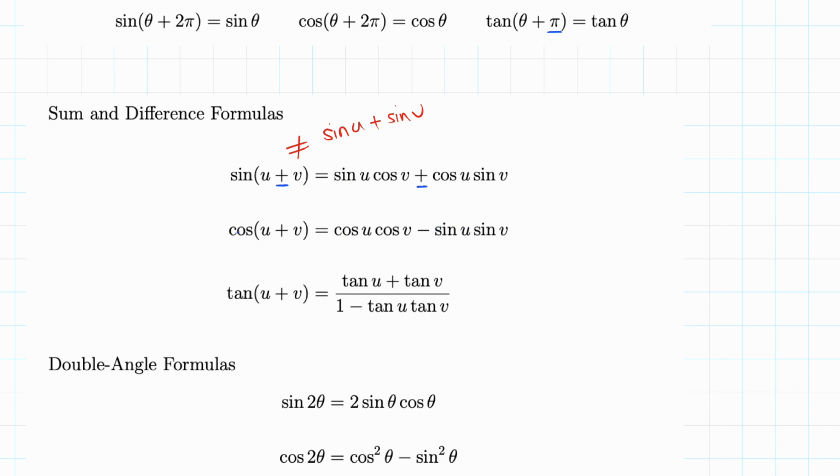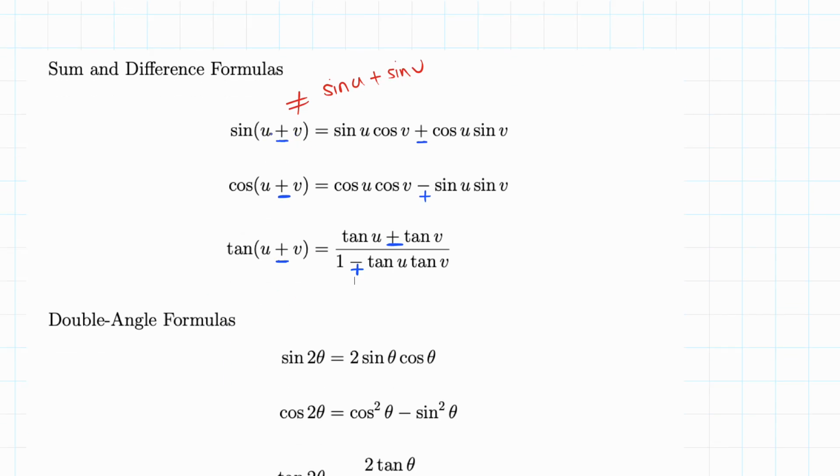In the same way, we cannot distribute cosine. Cosine of u plus v is cosine u cosine v minus sine u sine v. Look at it, for plus, it's going to be minus. But if we have minus here, it's going to be plus. And rarely used, tangent of u plus v will be tangent u plus tangent v over this. If we have a negative sign, then this will be negative on the top, and this will be positive on the bottom.